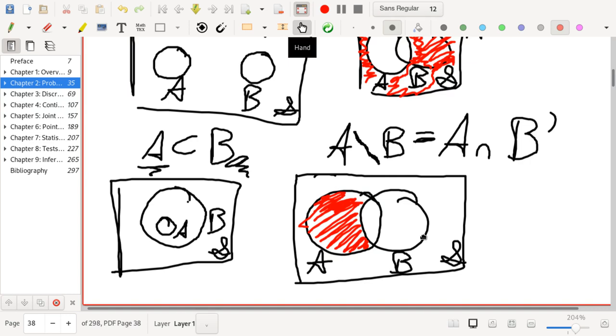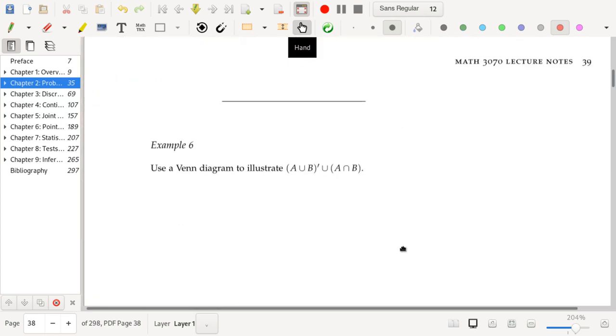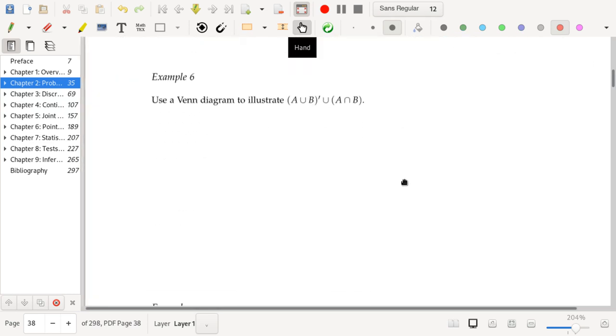Okay, so let's see an example. Use a Venn diagram to illustrate (A or B) complement, or A and B.